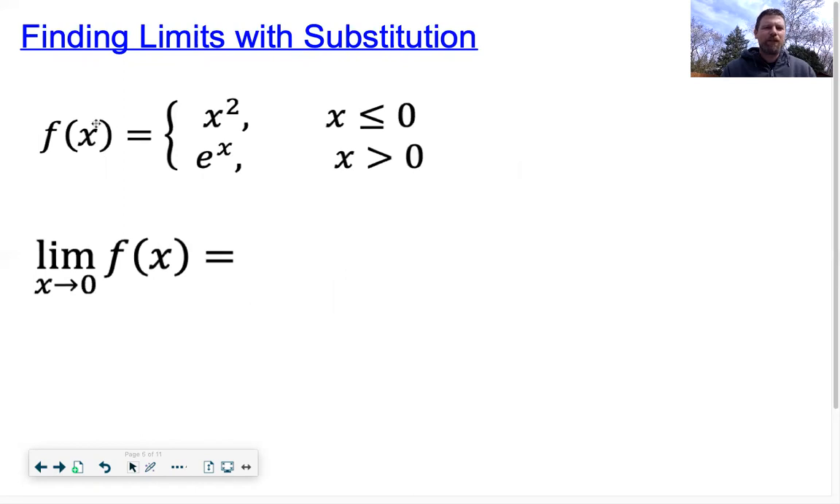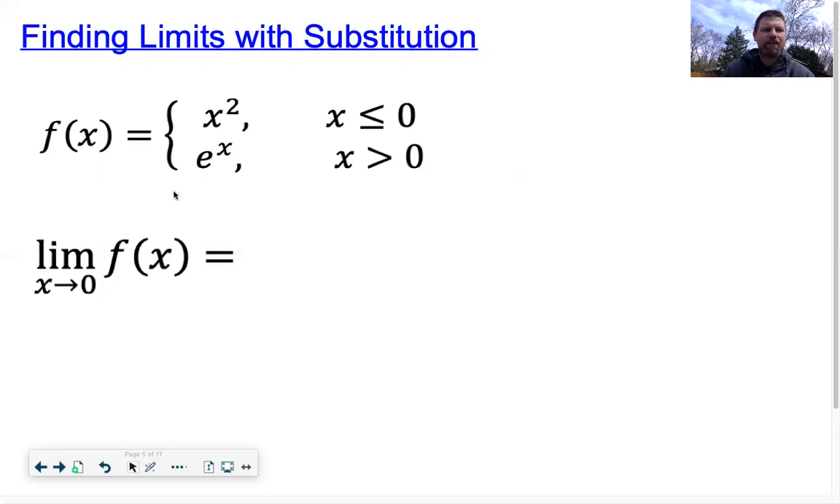Here I've got a piecewise function. I can also find these limits with substitution. I've got to be a little bit more careful there because f of x looks like x squared for any values less than or equal to 0. And then it suddenly switches and looks like e to the x for any values greater than 0. This particular problem is asking me to find the limit as x approaches 0 of f of x, so right at that part where the x squared switches to the e to the x.